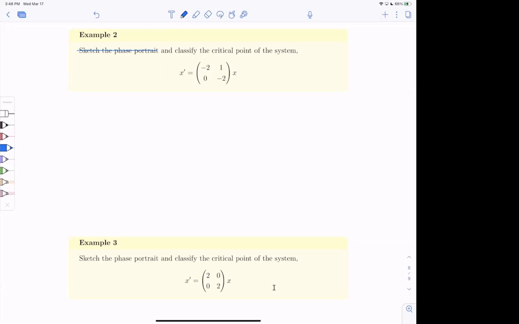When I say classify it, you should tell me if it's stable or unstable as well, okay?